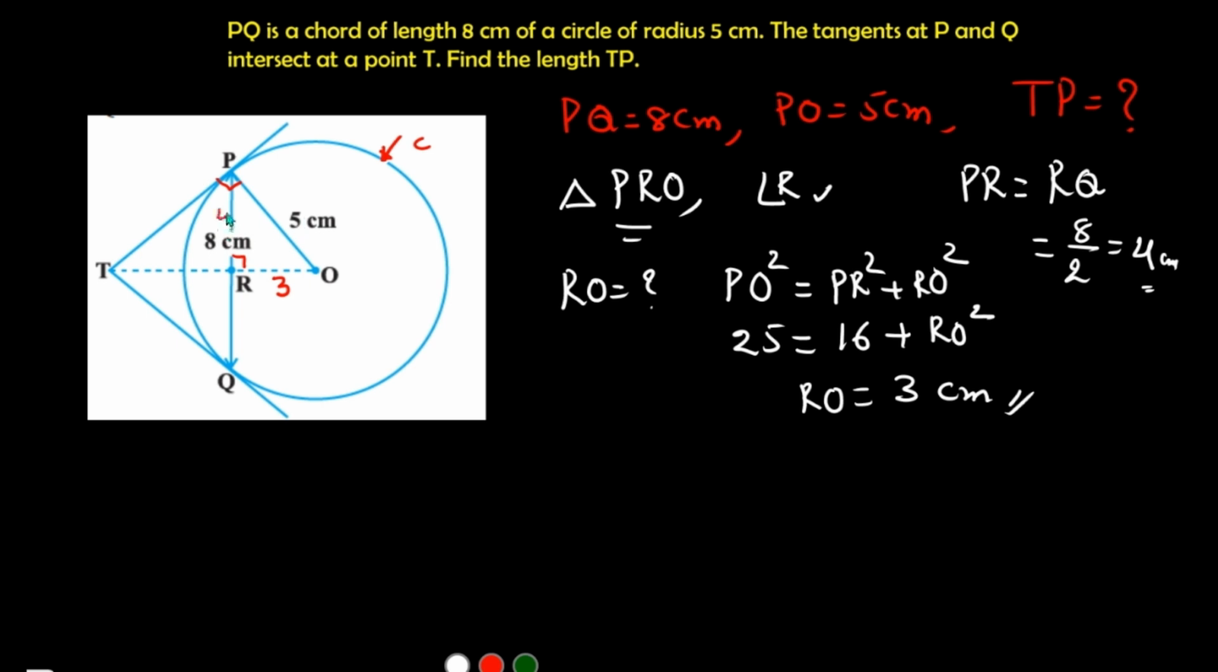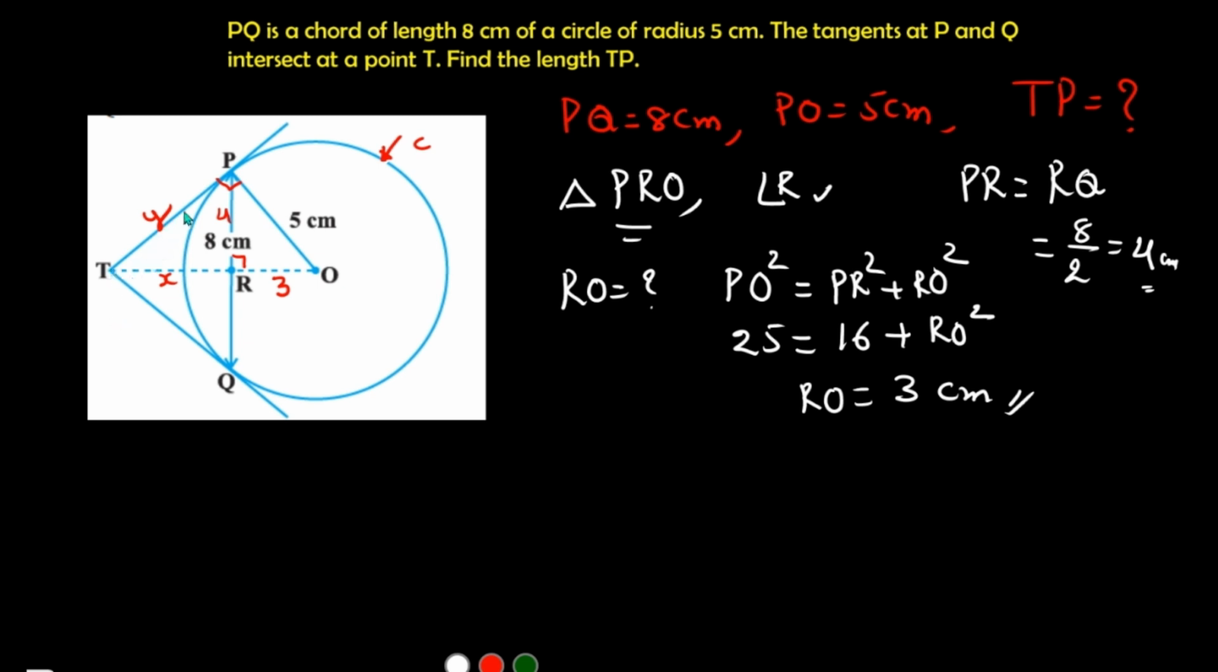This is 4 and this is 3 and this is 5. Now let's take TR distance. We don't know it, right? Let's take this distance as X. The tangent length, that also we do not know, right? Let's take this distance as Y. Whichever we do not know, we need to take as variables.